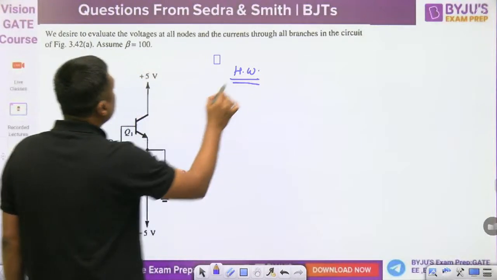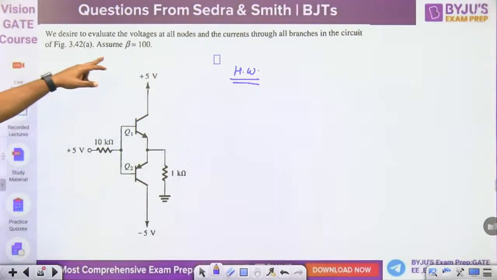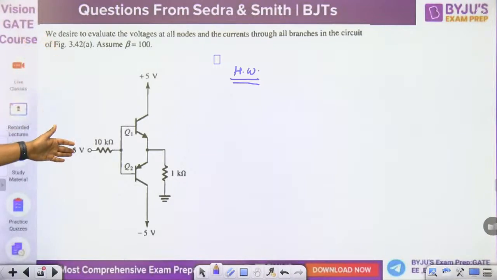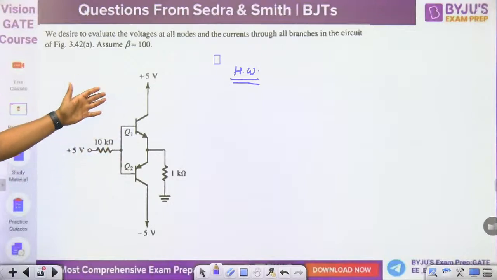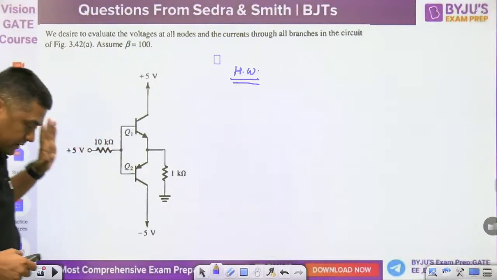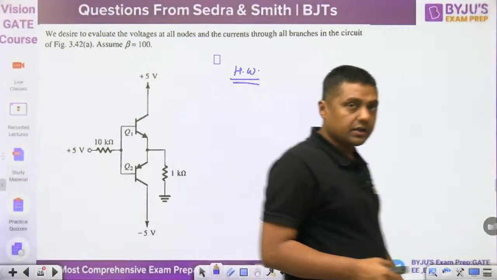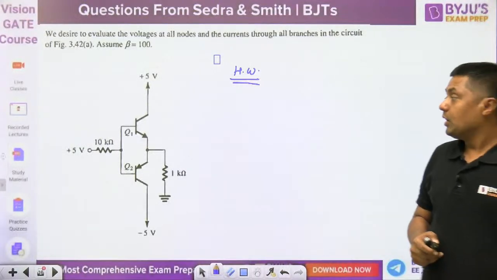Try to solve this question. We desire to evaluate the voltage at all the nodes and the current through all the branches in the circuit. Assume beta. There are two transistors, one is PNP, one is NPN, connected here. And then you have to find the values here. Right? So this is again a very, very important one.